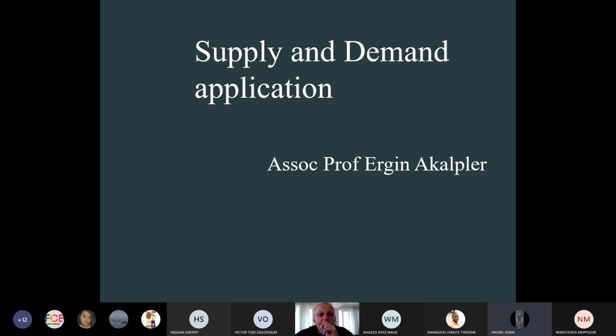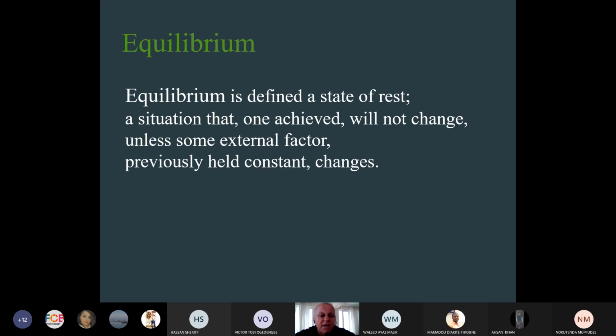Okay, then we have here the supply and demand application. This is again not difficult for you. I am doing this for your knowledge, to become a little bit familiar with the calculations. And as it was introduced to you, the equilibrium is defined as the state of rest, a situation that, once achieved, will not change unless some external factors previously held constant change.